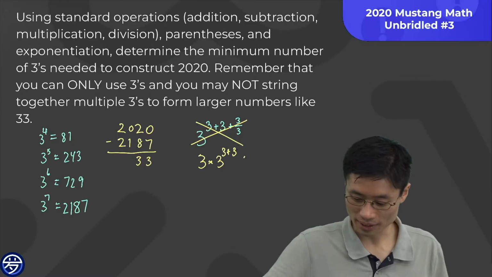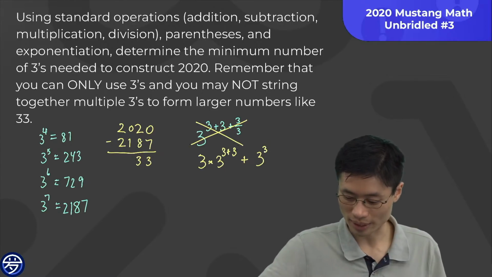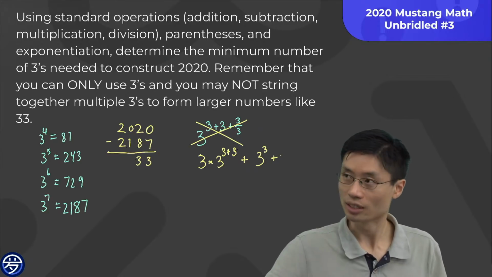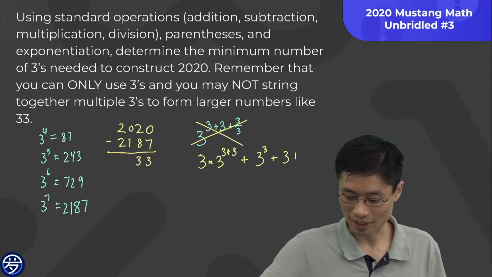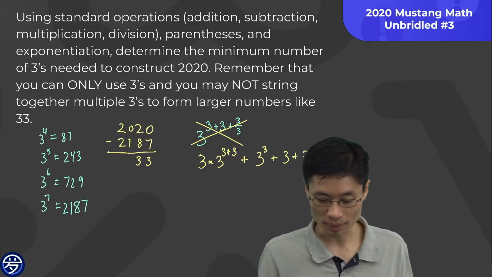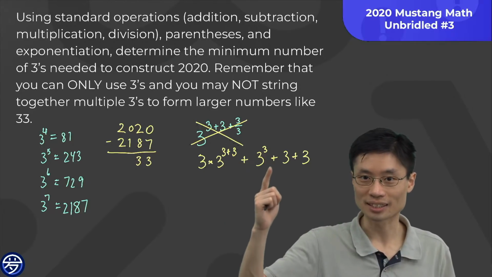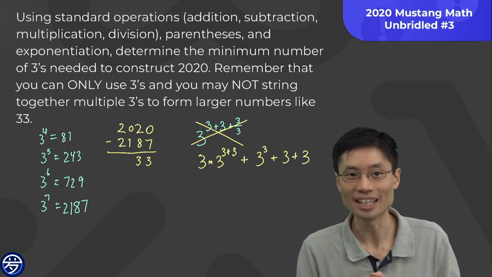And then plus 33. What's 33? 33 is 3 cubed, which is 27, plus 27 plus 6. Now, this is one way I could do this, but I'm not saying this is the best answer. How many do I have so far? I have 1, 2, 3, 4, 5, 6, 7, 8. So here I have 8 3's.